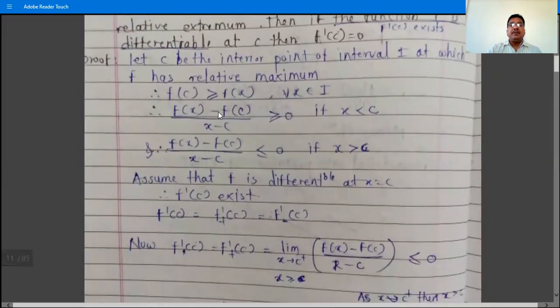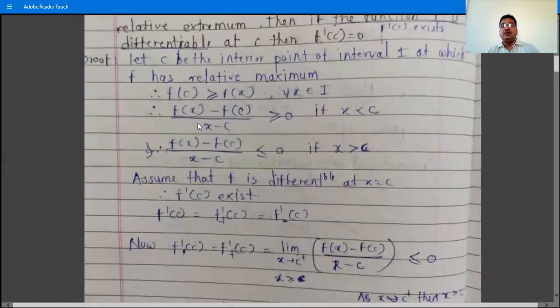And therefore f of x minus f of C divided by x minus C is greater than or equal to 0 if x is less than C. That is, if x is less than C, then x minus C is negative. And here f of x is less than f of C. Therefore f of x minus f of C is less than 0. So a negative quantity divided by a negative quantity gives a positive. And if f of C and f of x are both the same, then their difference is 0. So the sign is what?